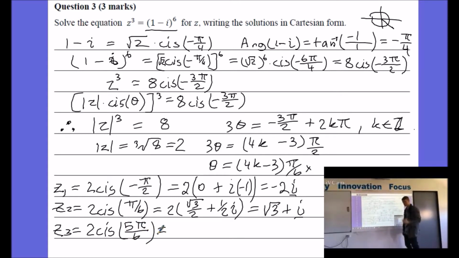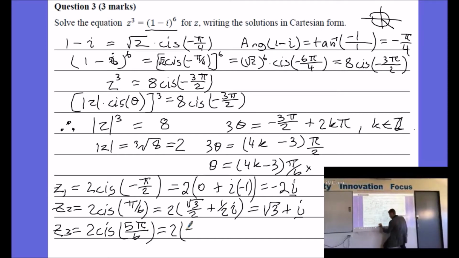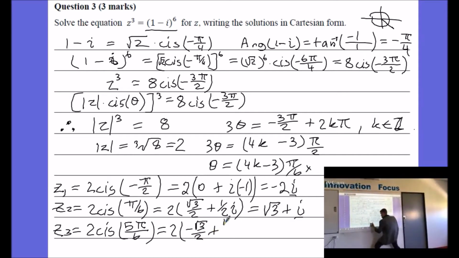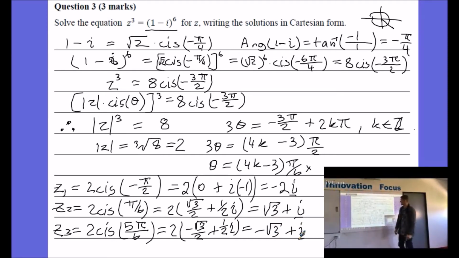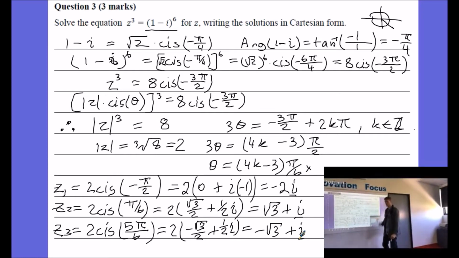Okay, that's way over there in the second quadrant. So cos of π/6, or 5π/6 in that second quadrant, is negative, same value, but the sine is still positive, second quadrant is still positive, so it's positive a half i, multiply by 2, and we get this negative root 3 plus i as our third root. And there we have our solutions for this equation in Cartesian form.